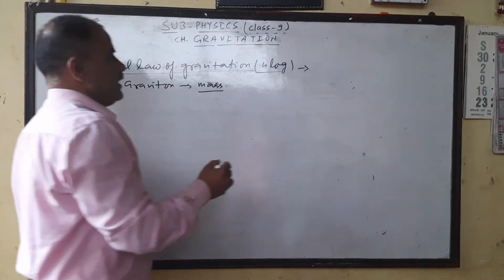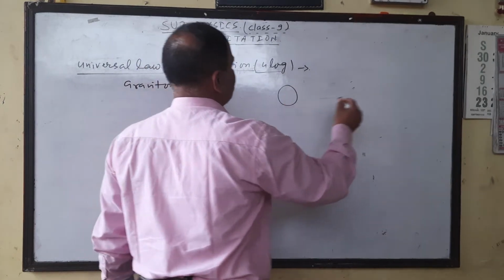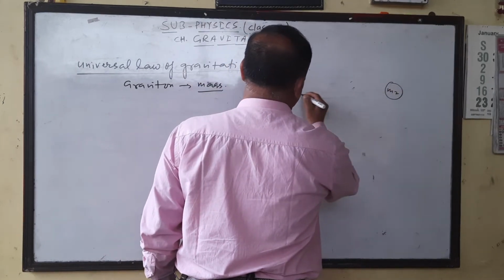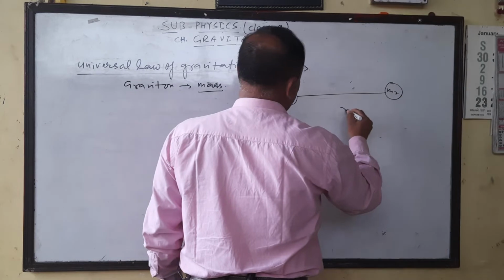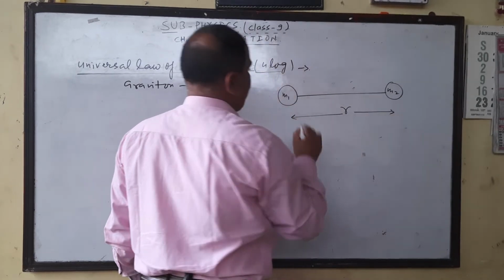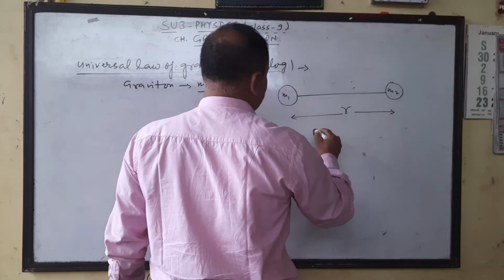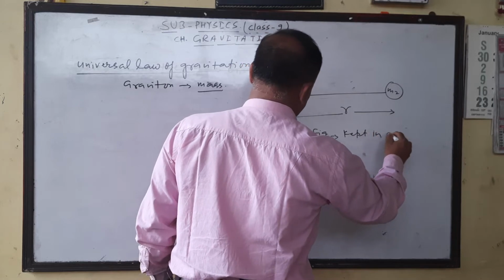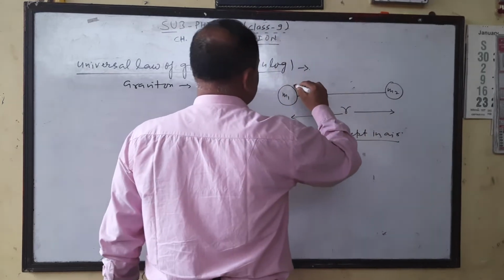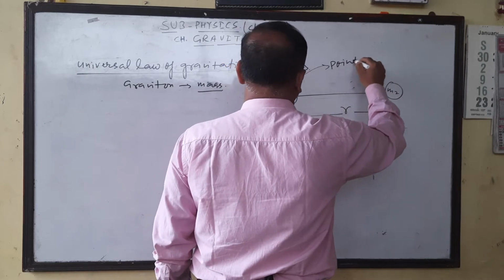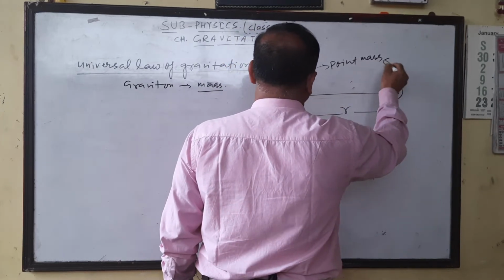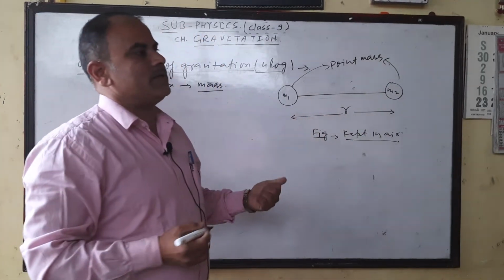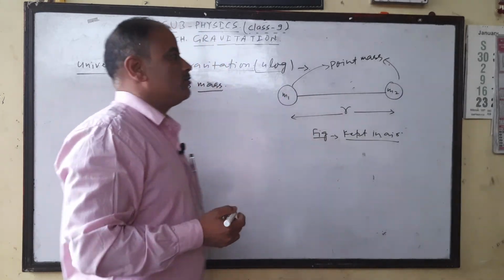Here there are two masses, one called M1, another called M2, and r is the distance between the two masses. These two masses are kept in air. They are called point masses, because the distance of separation is very large compared to the dimensions of the two masses.